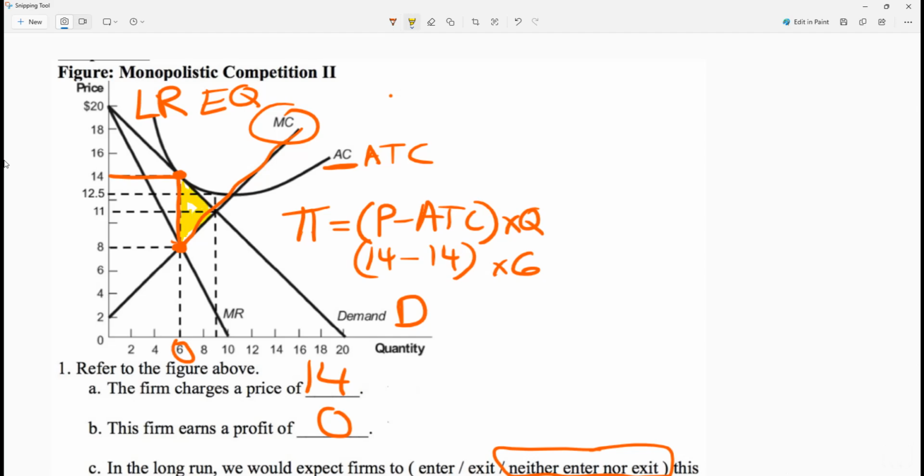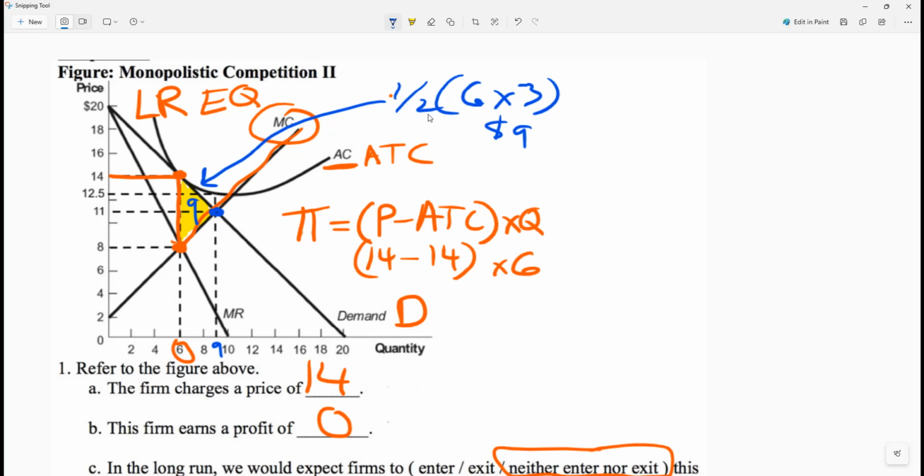Deadweight loss is going to be this triangle right here for this market, and we can calculate that because it's a linear triangle. So it'd be 1/2 times 14 down to 8, which would be 6, times the difference between here and here. 6 to 9 would be 3. So 6 times 3 is 18, and then half of that would be 9. So that's the inefficiency in this market, because the firm is able to mark up its price.